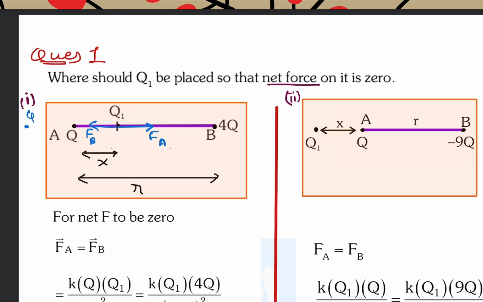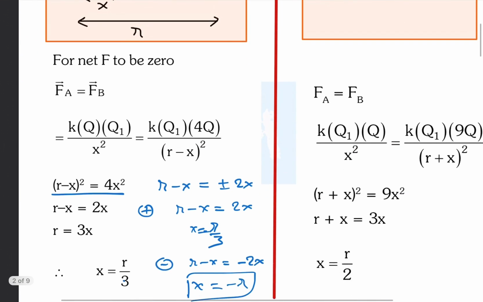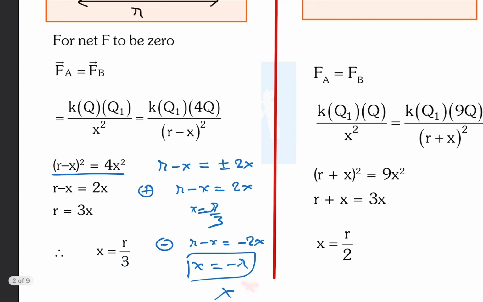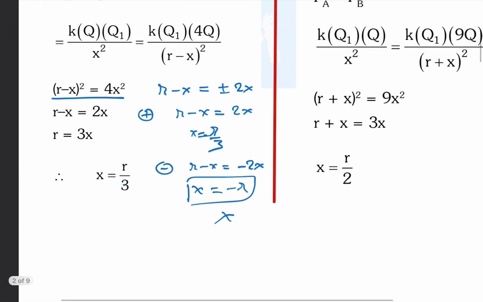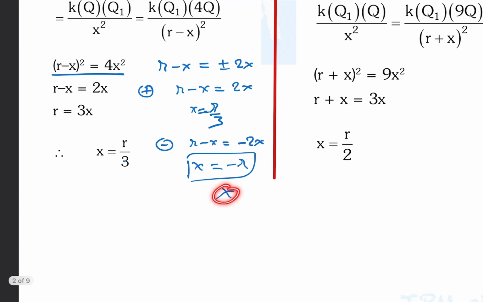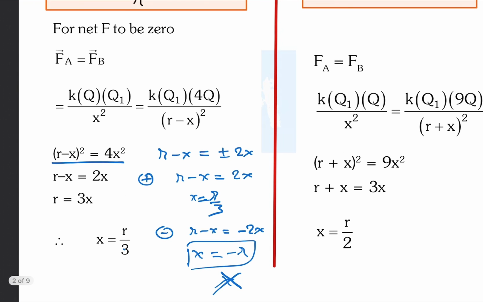So in both cases, net force is not going to be zero. That's why this choice is neglected. So yes, when you solve, you have to consider this plus and minus sign, and then after that you have to eliminate one answer. So this is what is not shown here. Fine. So here we have not considered this solution. Okay, so the answer is this.